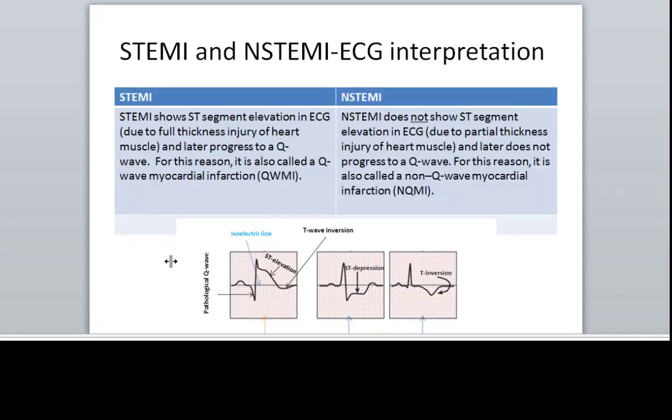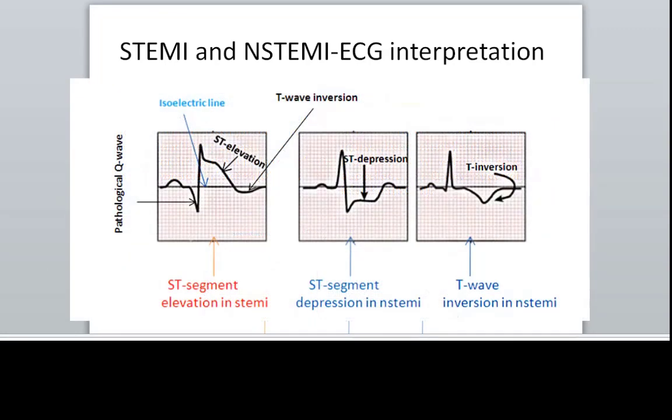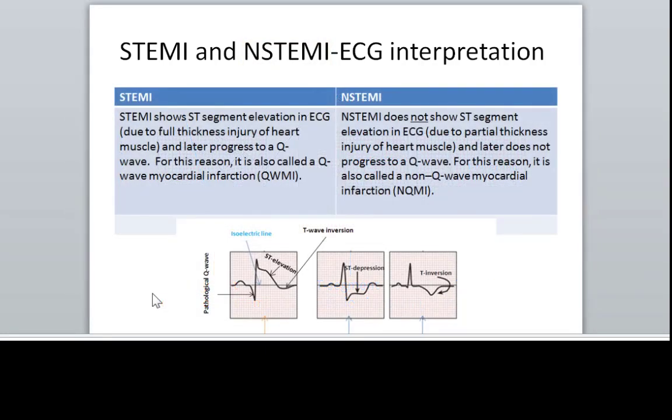And a non-STEMI is just referring to the fact that you are not seeing that ST elevation on the ECG. Here's an example. You can see this part of the curve there, that's an ST elevation, that's what the STEMI looks like. And then when you see the ST depression, that's a non-STEMI. Non-STEMI being non-elevation of that ST segment. So that's what the doctors would see on an electrocardiogram. And then I have here restated again for you that a STEMI is a full thickness injury of the heart muscle. The non-STEMI is a partial thickness injury of the heart muscle.